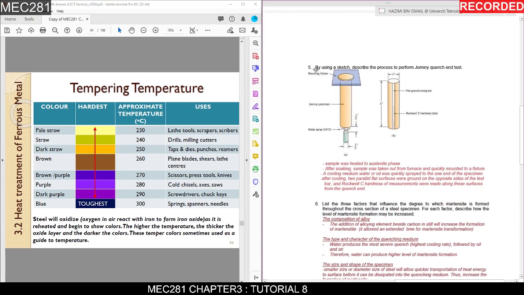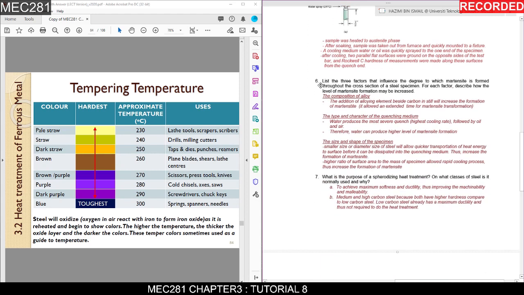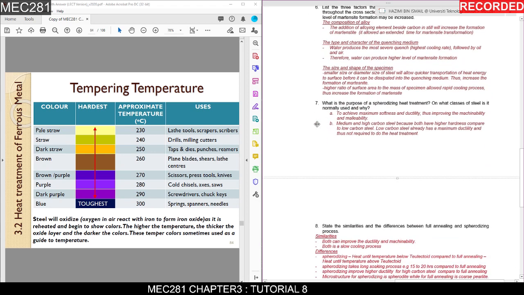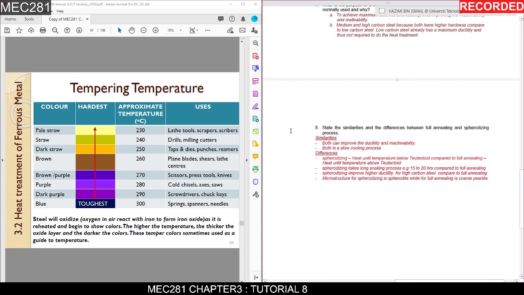Question 5 asks you to sketch and describe the process to perform the Jominy end quench test. This you can also copy down or write down from the notes. This is what we have discussed in the video of subchapter 3.3. And then question 6, the answers are here. And this is the answers for question 7. And finally, this is our final question, question 8. So this is the answers.